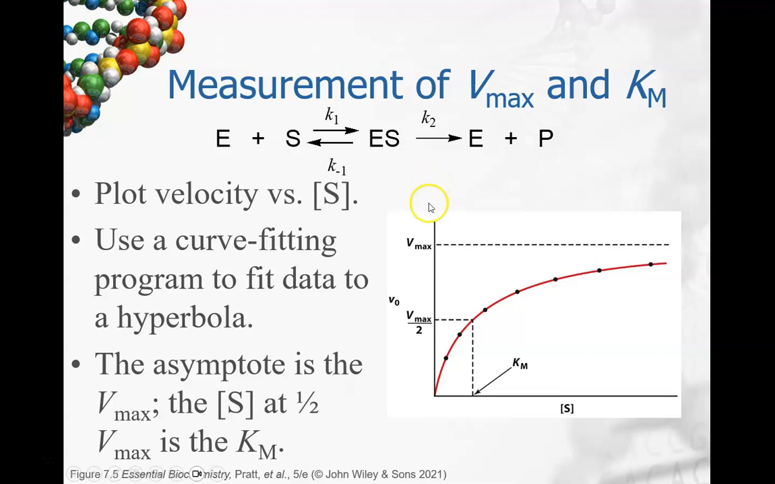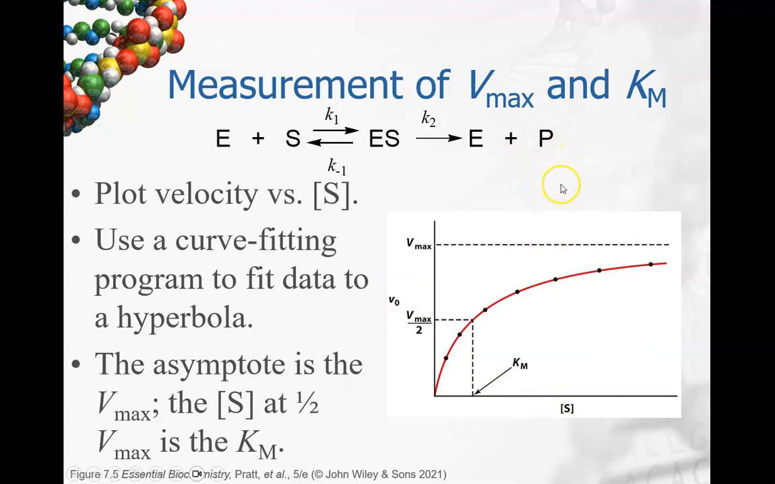And what they found is that if you plot velocity versus substrate concentration, you get a hyperbola. So the velocity reaches a maximal velocity when all of the enzymes have substrate bound and all active sites are occupied. Whereas down here, the velocity increases with increasing substrate concentration because not all of the enzymes have substrate bound.